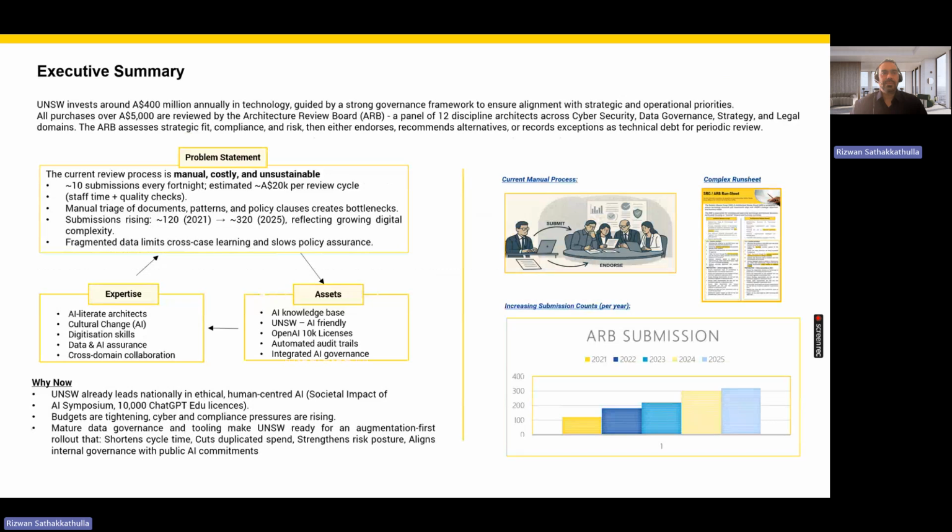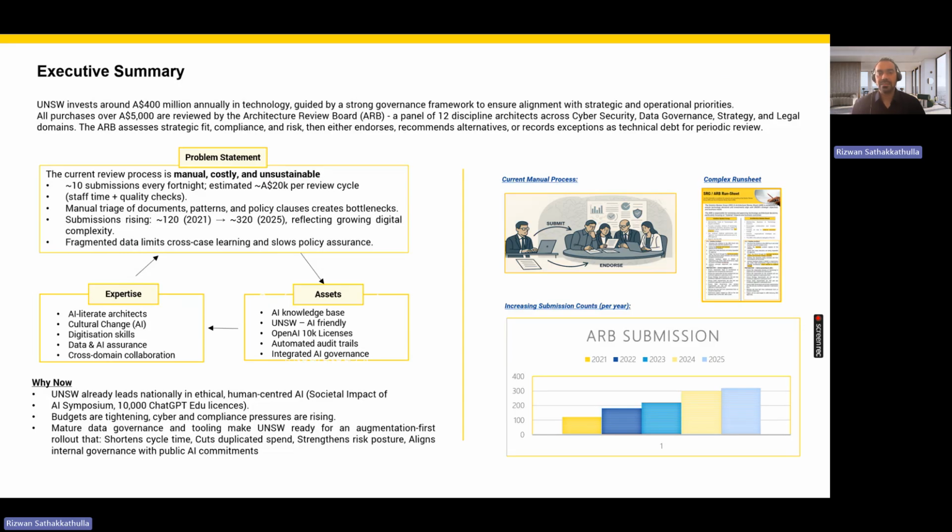In the executive summary, I'm just going to highlight what the current challenges are. UNSW spends nearly $400 million every year on technology investment. Any investment of more than $5,000 has to come to the architecture review board. The architecture review board consists of nearly 12 different disciplines, like leadership teams such as cyber, legal, data governance, strategy and architecture, and so on and so forth.